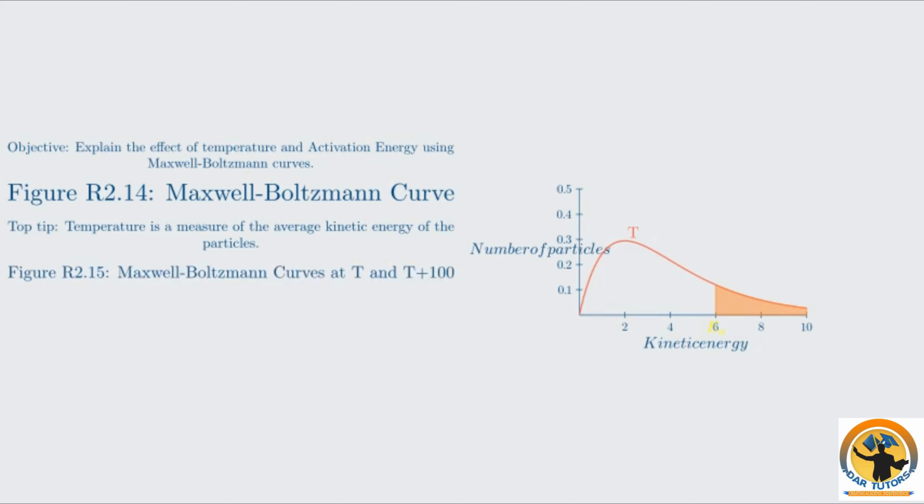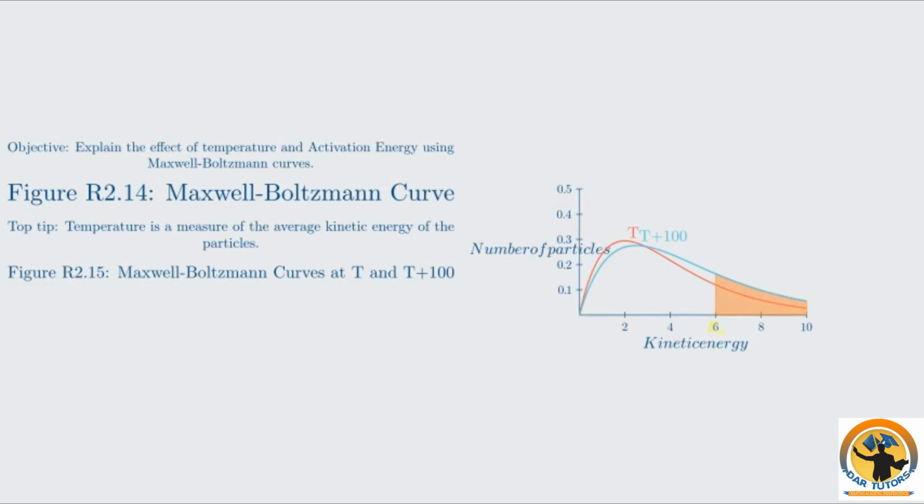Now what happens when we increase the temperature, say from T to T plus 100? The Maxwell-Boltzmann curve changes shape. First, the curve flattens. This is because the total number of particles and the total area under the curve must remain constant. Second, the peak of the curve shifts to the right. This indicates that the most probable kinetic energy and the average kinetic energy of the particles have increased, which aligns with our top tip that temperature is a measure of average kinetic energy.